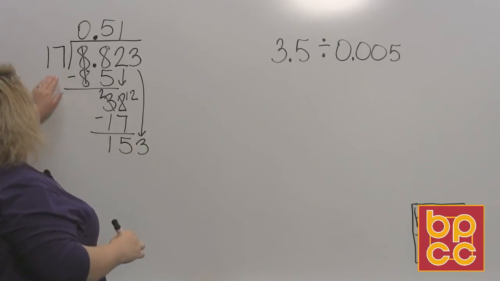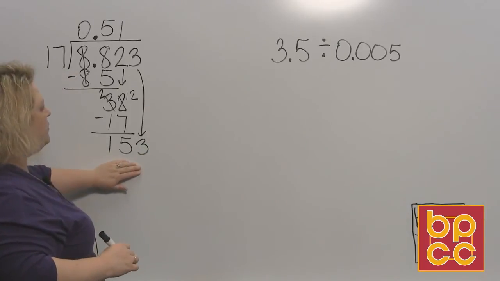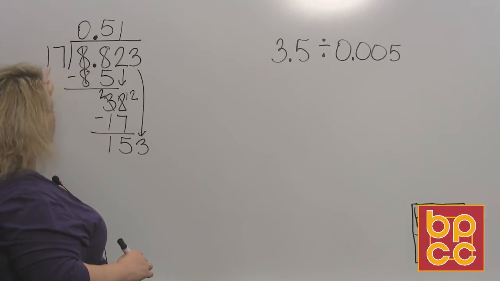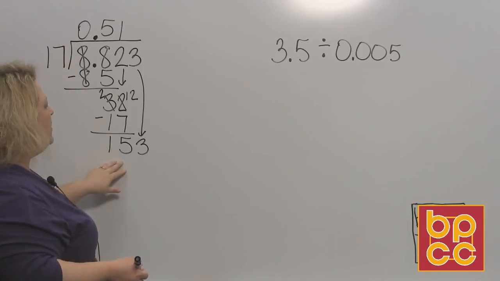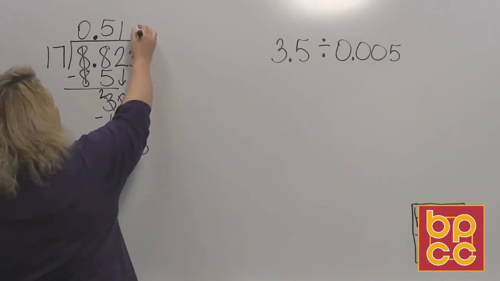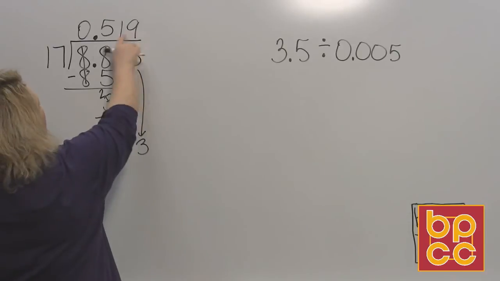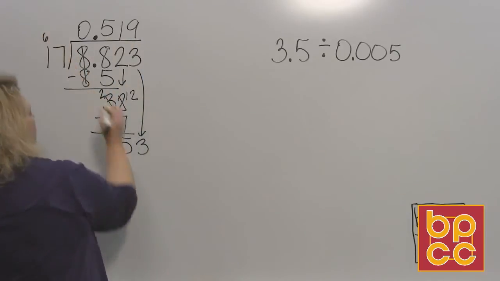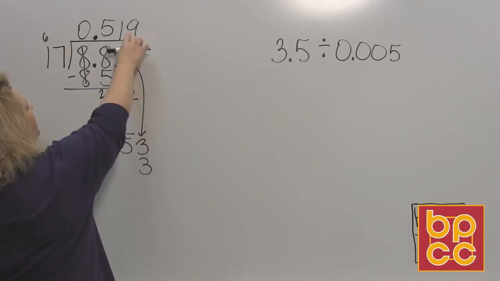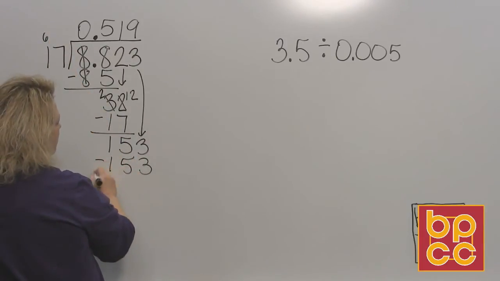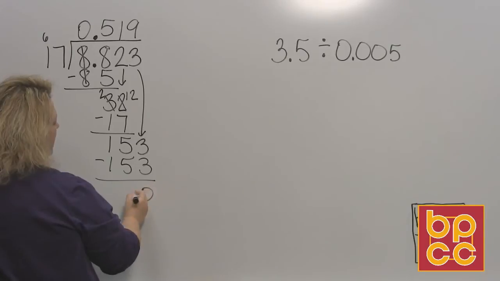And I say, about how many times does 17 go into 153? Well, we know it's got to be bigger than 5 because 17 times 5 is 85. So let's shoot for 9. Let's try a big number and see if we get there. 9 times 7 is 63. 9 times 1 is 9, plus 6 is 15. And there's nothing left over, so I'm good.